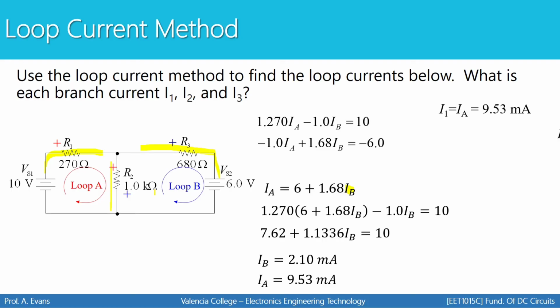So I1 equals IA. I2 is going to be the difference between IA and IB. Since IA flows down and IB flows up, we're going to take the difference between the two. IA is bigger than IB, so IA will come first. Take the difference between the two, and your answer is that I2 is 7.43 milliamps going down. I3, again, will be loop current B. And this is how we apply the loop current method.